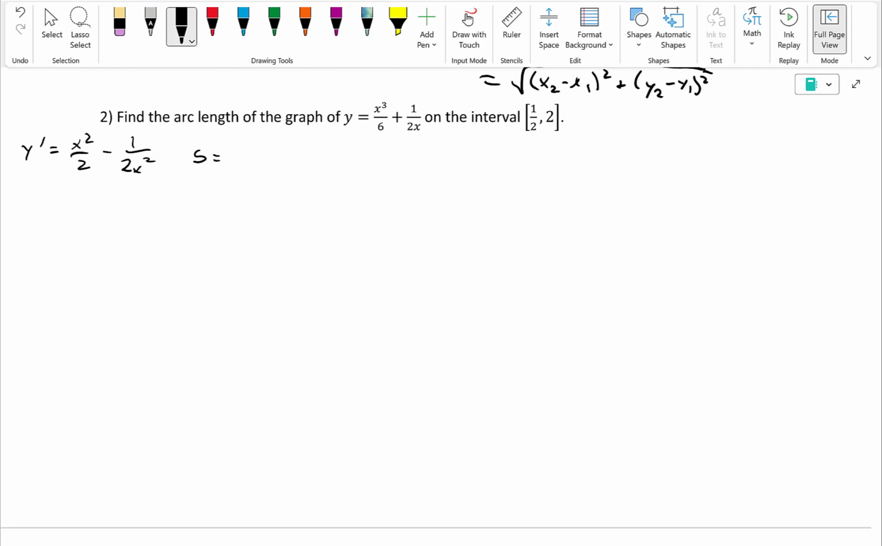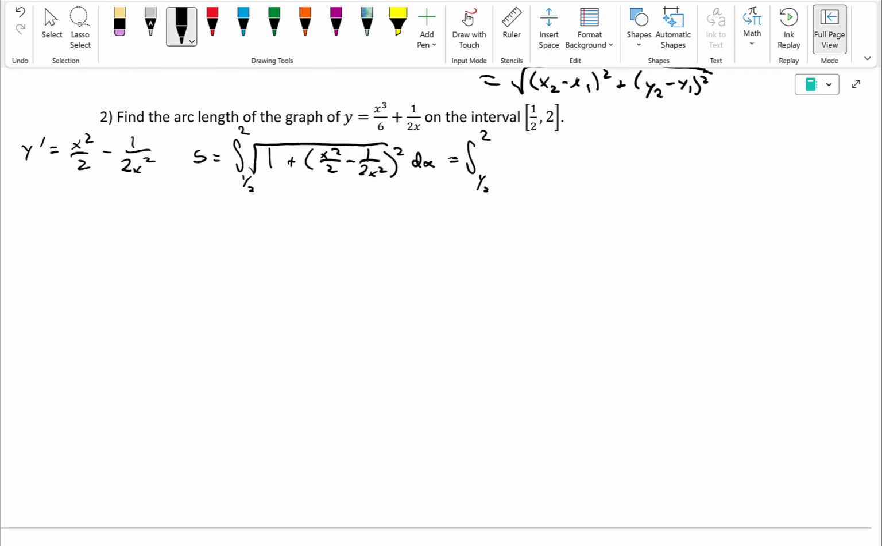We've got s equals our integral from 1/2 to 2, square root of 1 plus that derivative we just got squared, so x squared over 2 minus 1 over 2x squared quantity squared dx. And then we'll just run through doing a lot of algebra until we get something we can integrate.